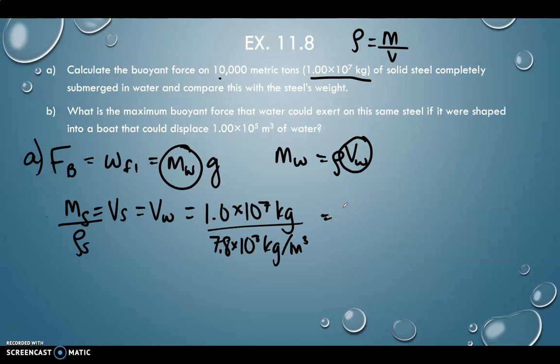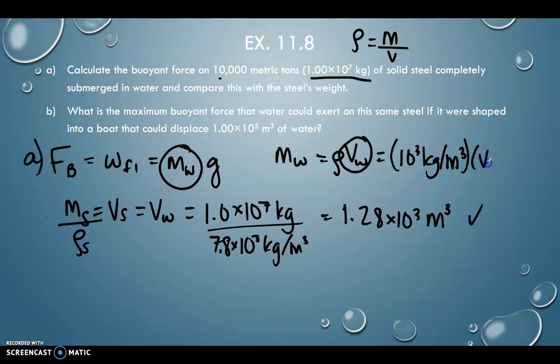And so we can use our calculator, 10 to the 7th over 7.8 times 10 to the 3rd. And we get 1.28 times 10 to the 3rd, and this is now in meters cubed, which is good. We found a volume. Now we can plug that in to our mass of the water. We know that the density of water is 10 to the 3rd kilograms per meter cubed, and then plug in our volume of the water there.